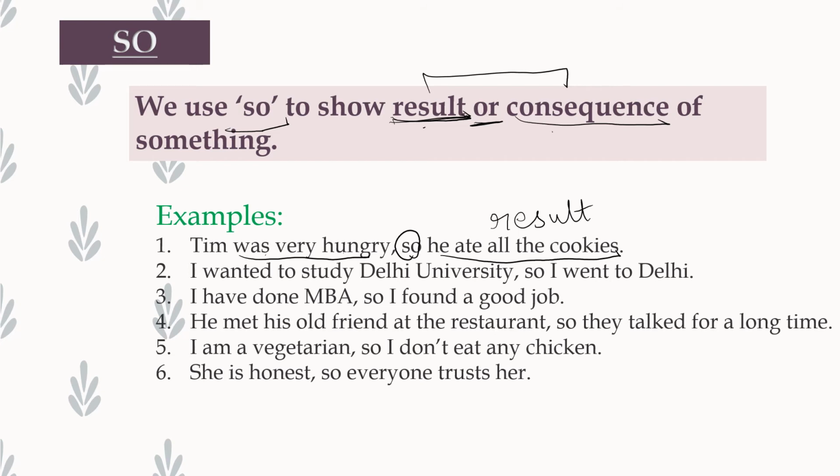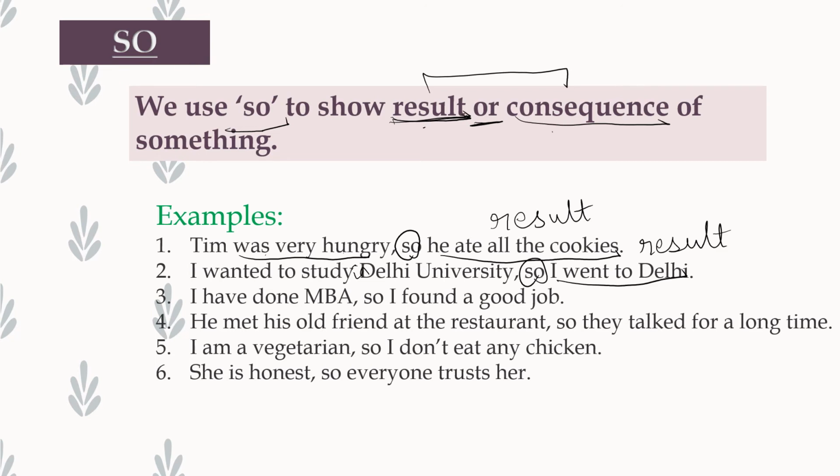"I wanted to study in Delhi University, so I went to Delhi." So it says, because I wanted to study in Delhi, so I went to Delhi. This is the result because he or she wanted to study in Delhi University. What result did it come? He or she went to Delhi.